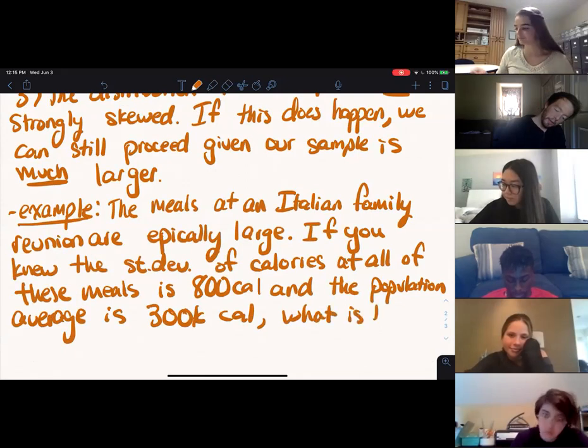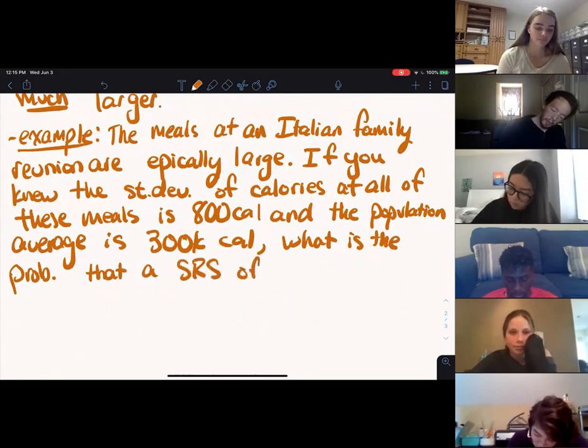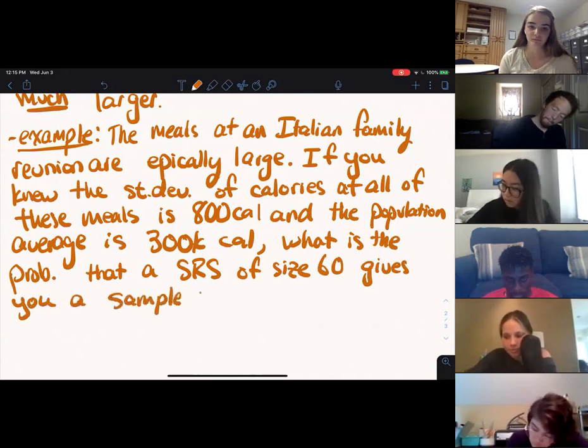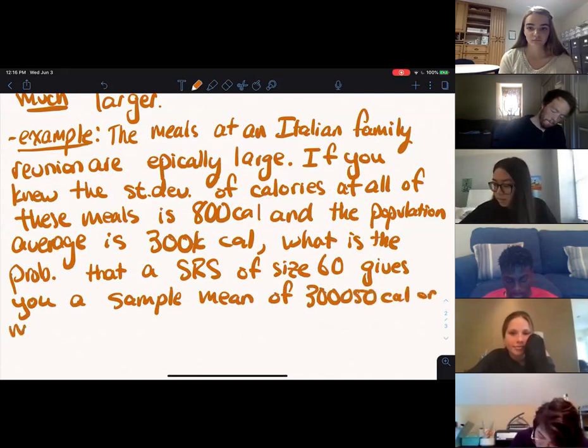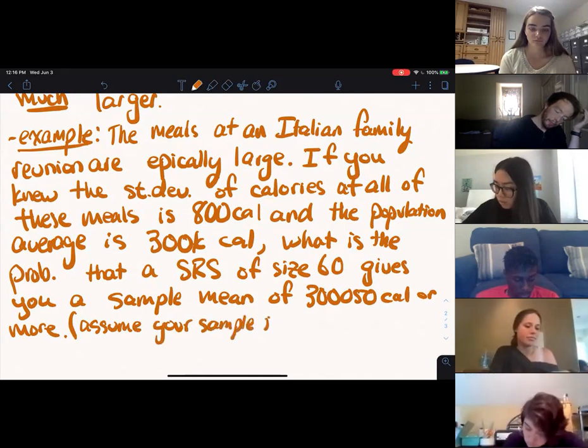What is the probability that a simple random sample of size 60 gives you a sample mean of 3,050 calories or more? I'm going to put a little caveat. Assume your sample is not skewed.